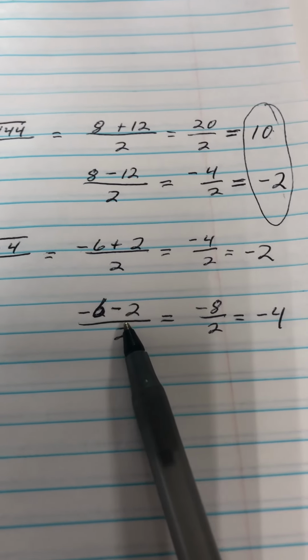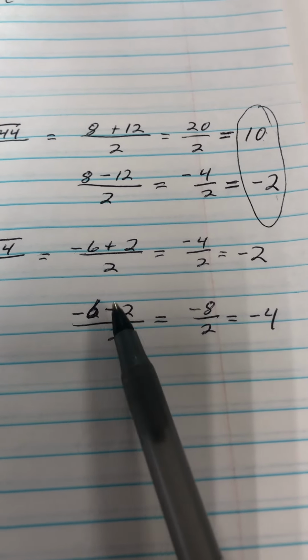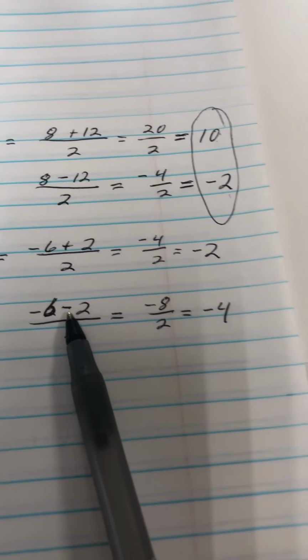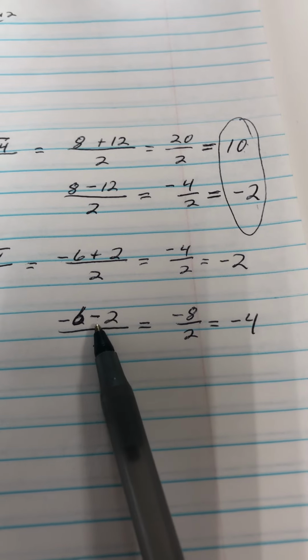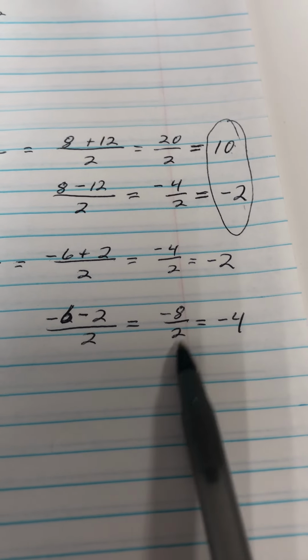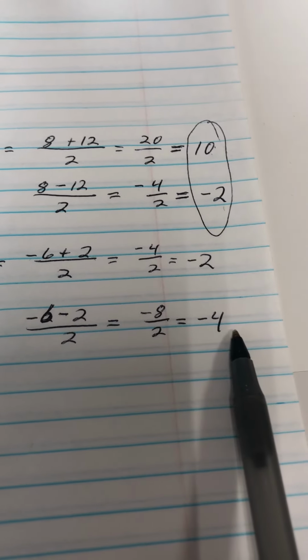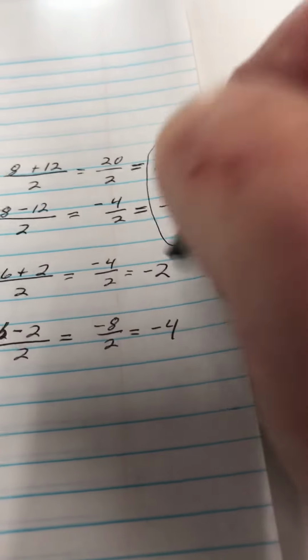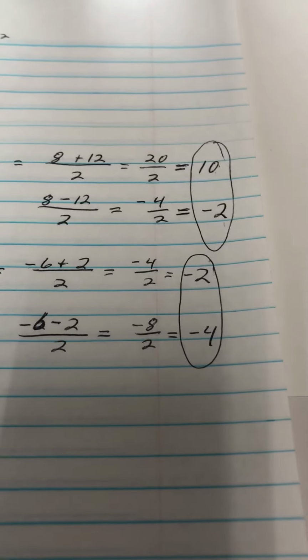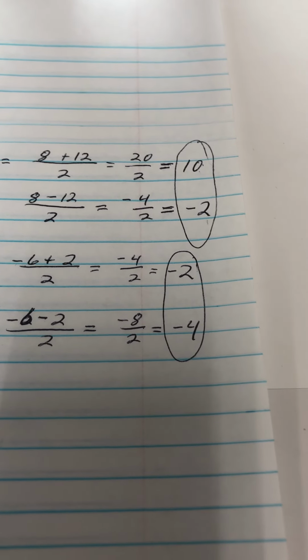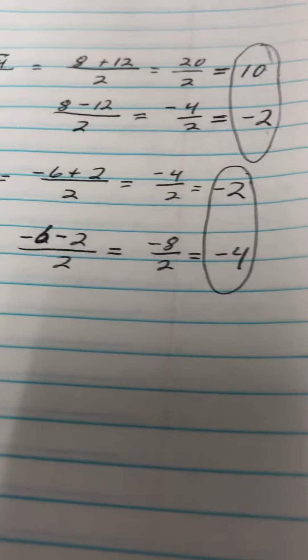And then the other problem, the second half of this, I got to do minus 2 there. So negative 6 minus 2, I get negative 8, and that's all divided by 2. And that equals negative 4. So I have negative 2, negative 4 as my answers for number 5.